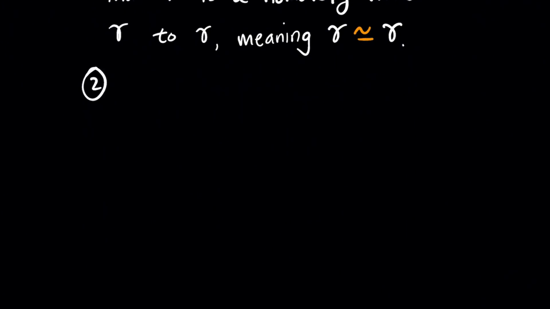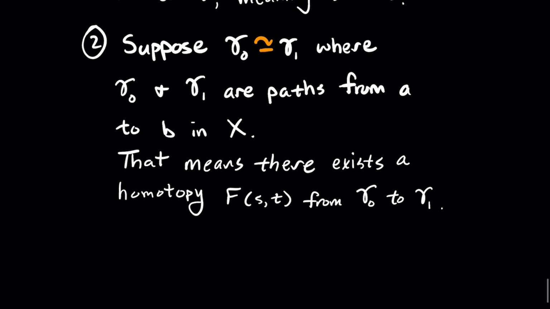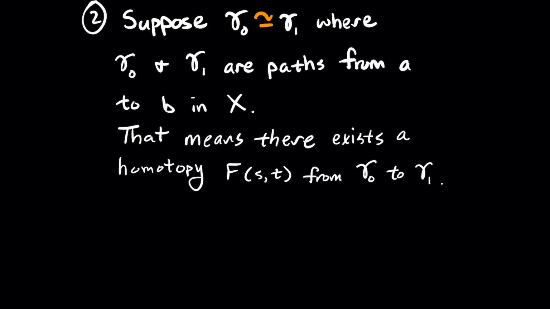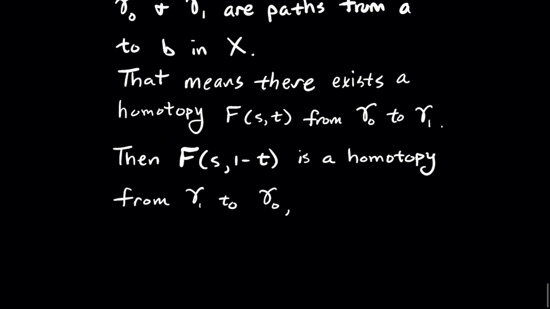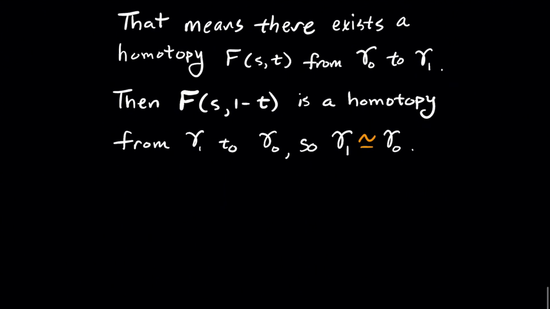Let's look at a slightly more interesting one. How do we show that homotopy is symmetric? So let's suppose that gamma naught is homotopic to gamma 1. Well, that means that you can get your hands on a homotopy f from gamma naught to gamma 1. And why don't I just take 1 minus t as the input? That is going to be a homotopy that starts at gamma 1 and runs back to gamma naught. So gamma 1 is homotopic to gamma naught.